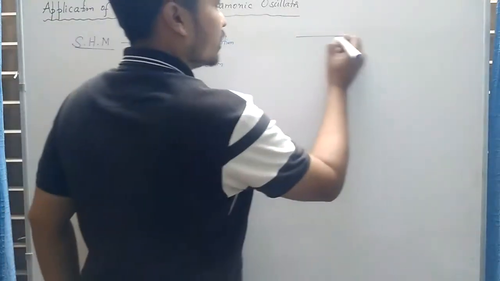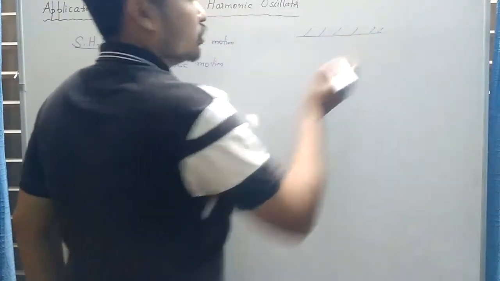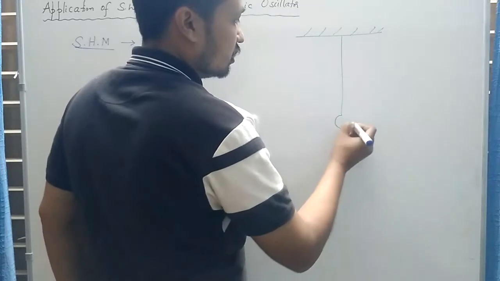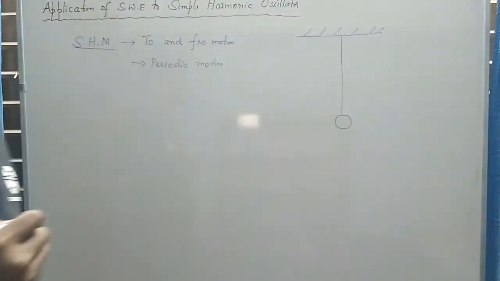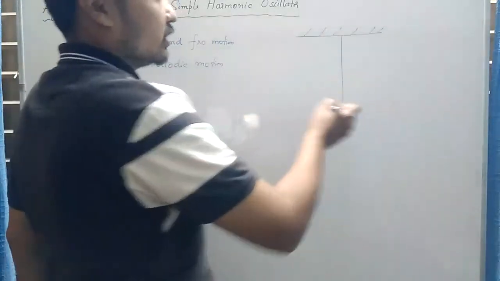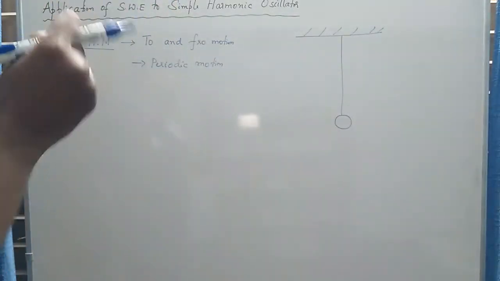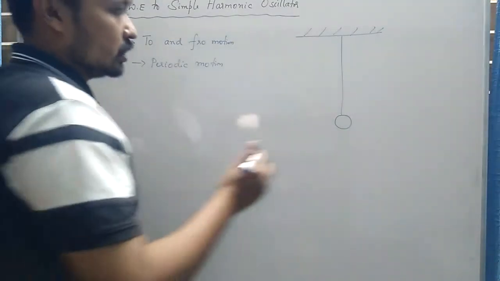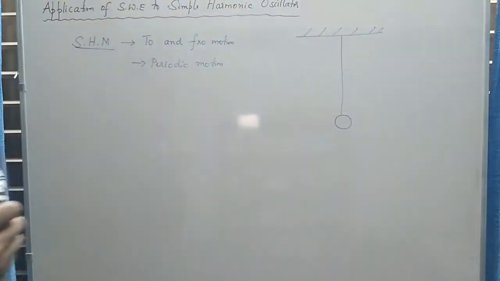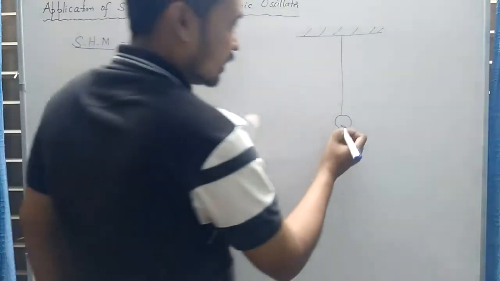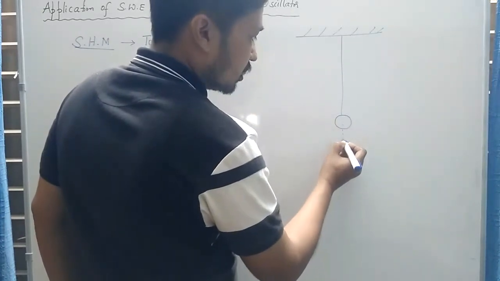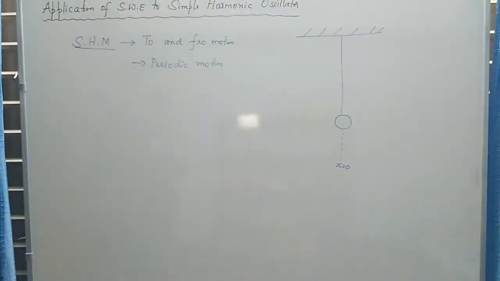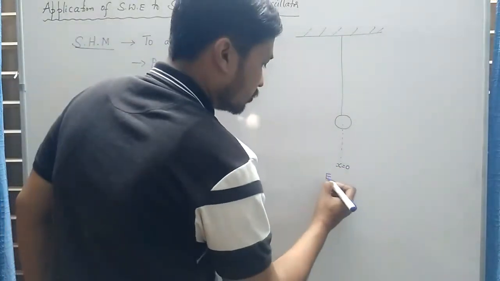So let us try to understand simple harmonic motion by taking the example of a simple pendulum. Let us consider this as the roof. I connect a ball, a particle of known mass m, to a thread or a string, which is connected to a support. This is considered the equilibrium position, and the center of the ball I will take as the origin, that is, x equal to 0.